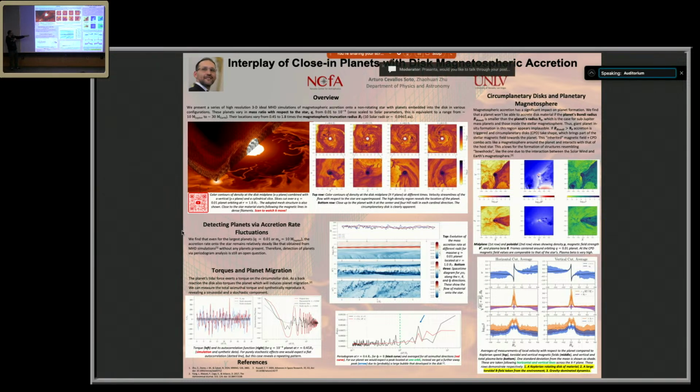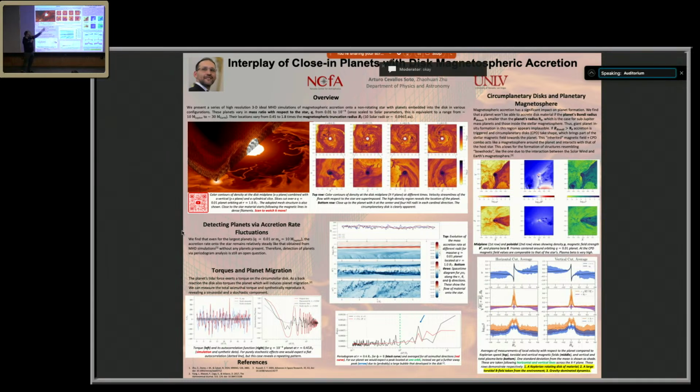Number 2 would be to study the torques that the planet is feeling and connect that with planet migration. We care about hot Jupiters. In this case, the planet is very close to the star, and what forces would the planet feel? We are able to at least say that it's not a random torque that it's feeling.